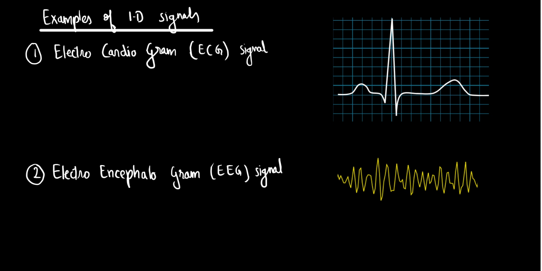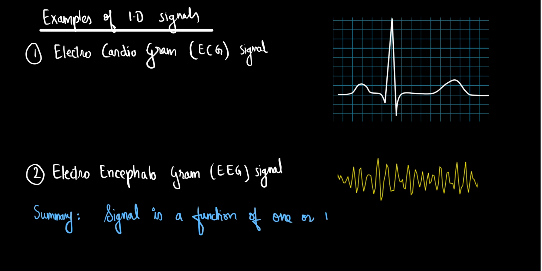Let's summarize what we have learned so far. Summary. Signal is a function of one or more independent variables.